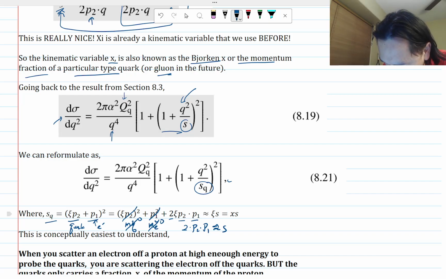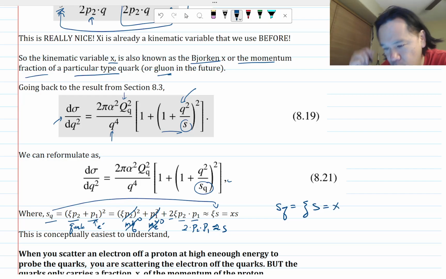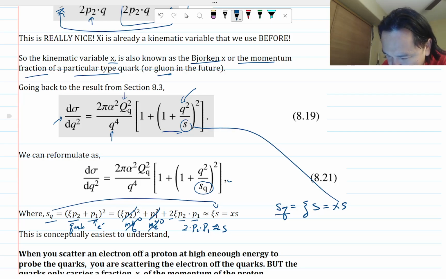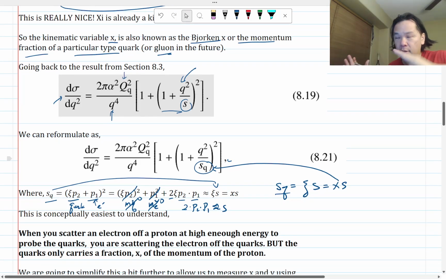And therefore this SQ is actually equal to XCS. Remember, XC is equal to the old kinematic variable that we defined in 8.1 already, which is just X. So SQ is basically just a fraction of this S Mandelstam variable instead.